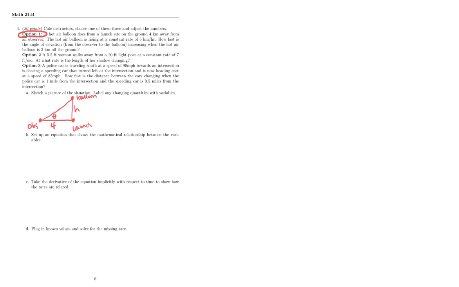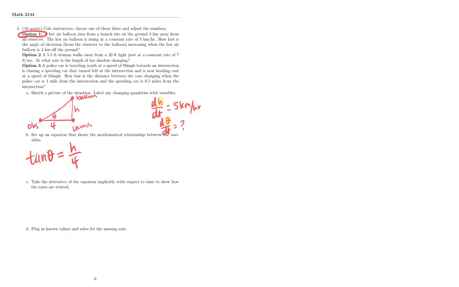I'm given values of dH dt is 5 kilometers per hour, and I'm asked to find d theta dt. So if that's the case, then I want to find a relationship between h and theta. That is my goal. So what is that relationship? Well, I can look at the picture and I can see that that is a tangent. So tangent of theta is equal to h over 4.